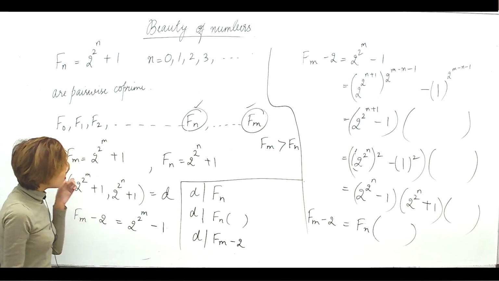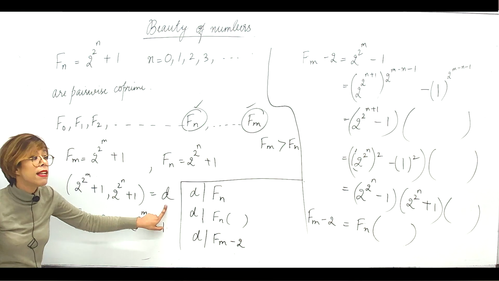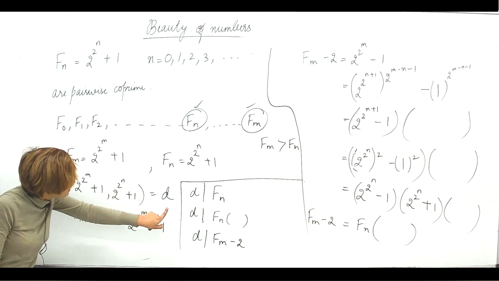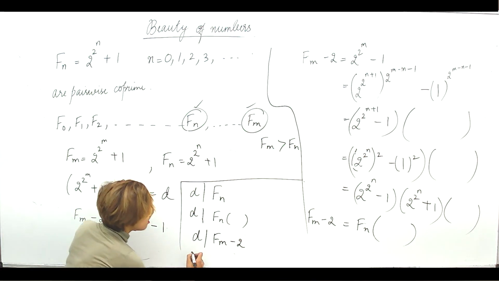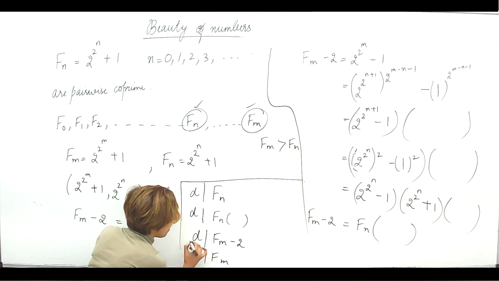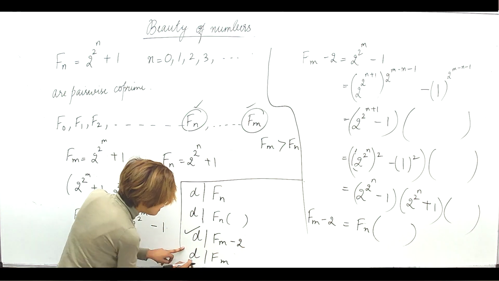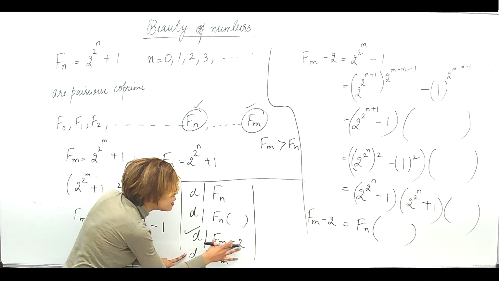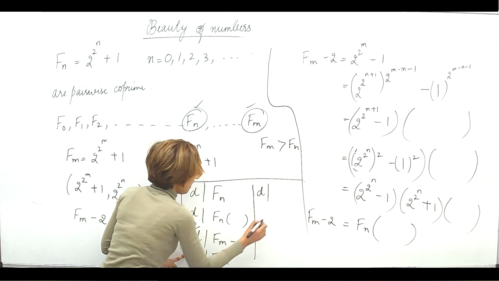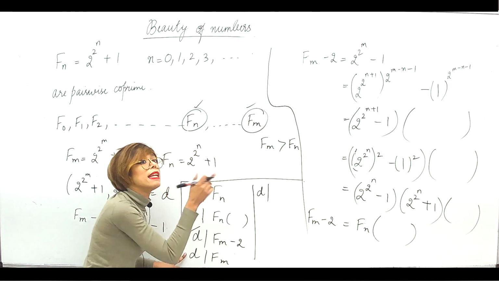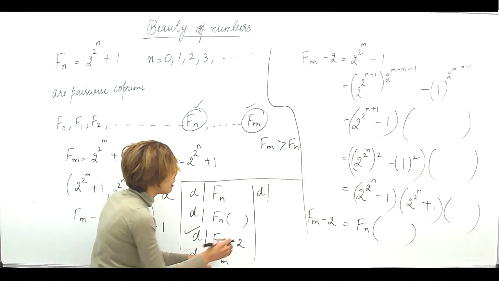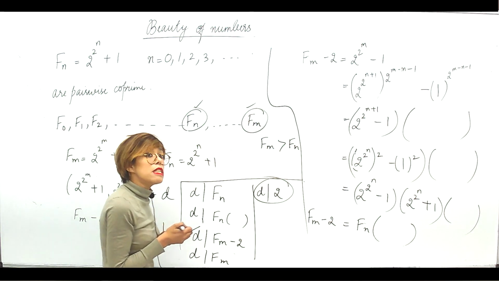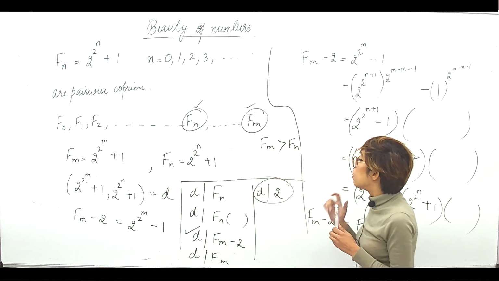Right? Okay. Now I also know that d was the greatest common divisor of these two numbers. Right? That means d should divide this. D should divide Fn. Right? So d divides Fn. So d divides Fn minus 2. D divides Fn. That means d will divide difference of these two. D will divide Fn minus Fn minus 2. Difference of these two. So d will divide 2.